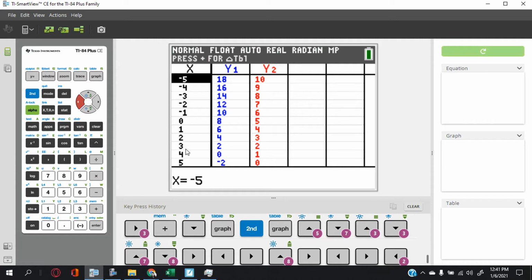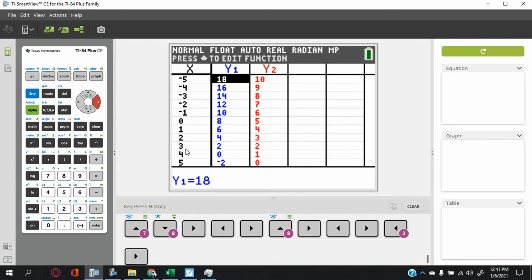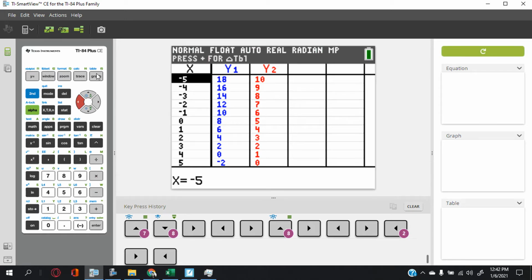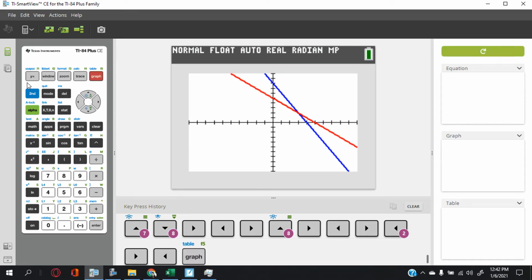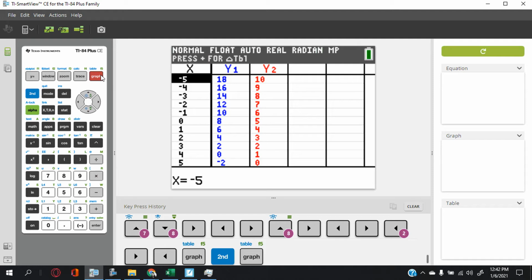But the thing is, for the blue line, when x is negative 5, y is 18. But for the other line, the red one here, when it's negative 5, the value is 10. So on and so forth, right?